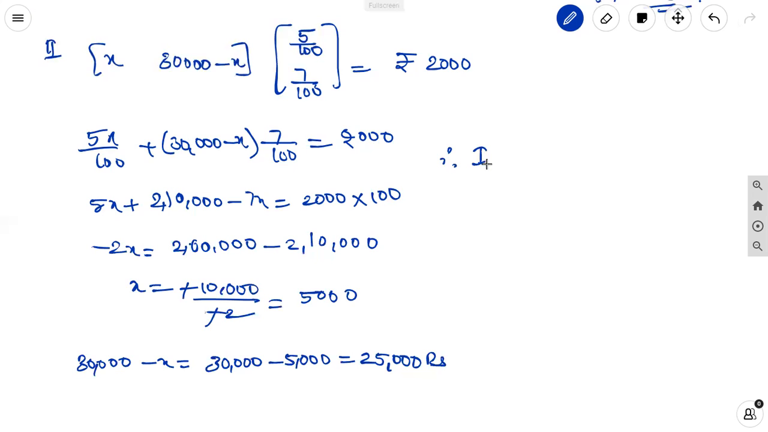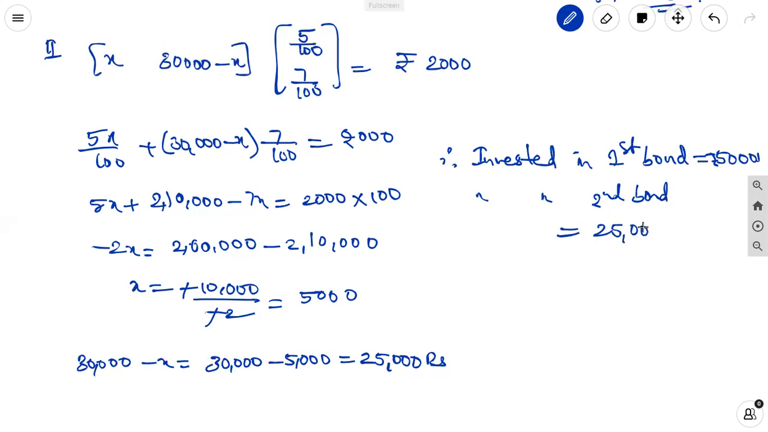Therefore, invested in first bond equal to 5,000 rupees. Invested in second bond equal to 25,000 rupees. It is the solution.